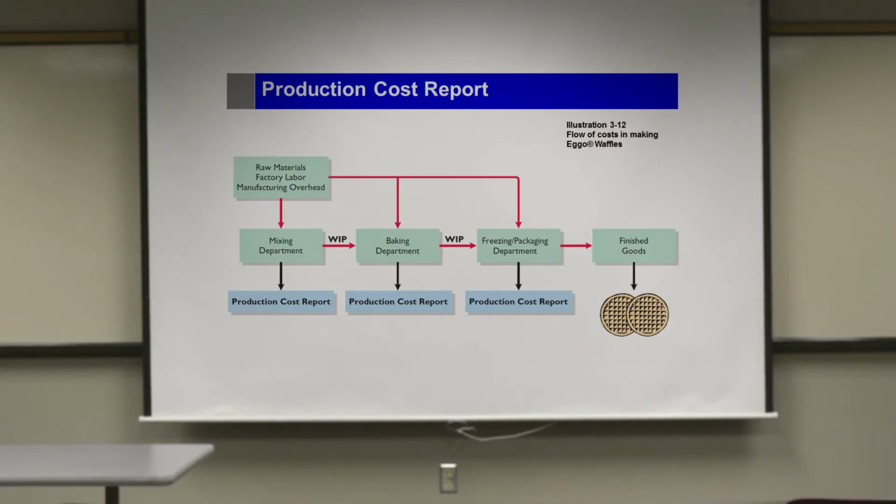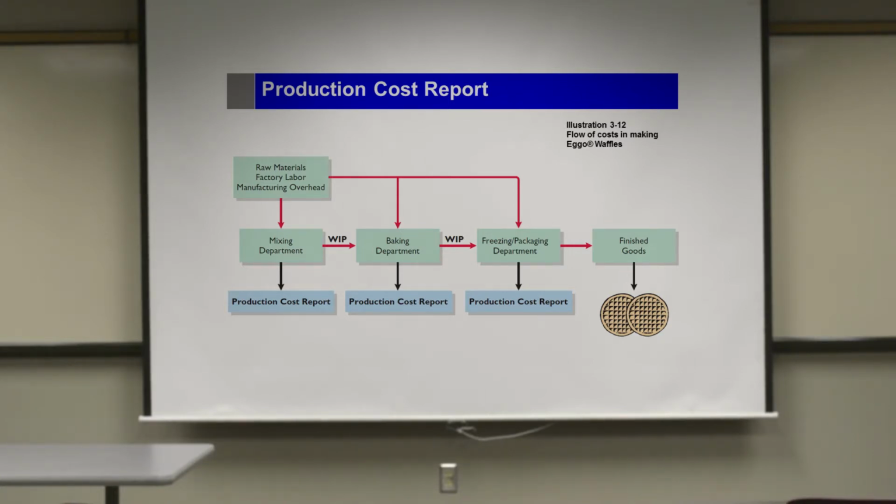To give the background for the example that we are going to do, here is the cost flow for making an Eggo waffle. You've got the raw materials, factory labor, and manufacturing overhead at each of the processes. The process and sequence is the mixing department. From the mixing department, the material goes to the baking department. From the baking department, it goes to the freezing and packaging department. And once everything is done, it is part of your finished goods, Eggo waffles.